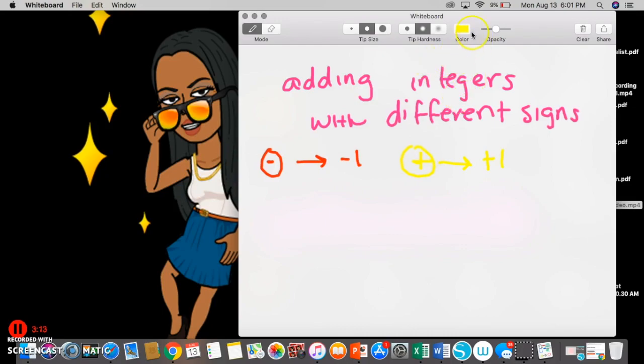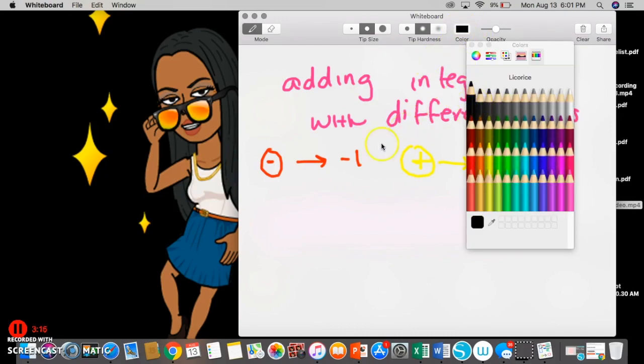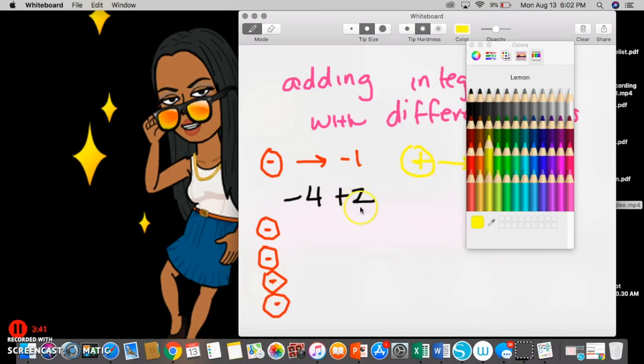Okay, so the first example that I'm going to give you, and we're going to use counters to solve this problem, is negative 4 plus 2. So here I have a negative 4. Using the negative 4, I need 4 negative counters. So let's go ahead and write 1, 2, 3, 4. And in the next case, I need 2 positive counters. 1, 2.